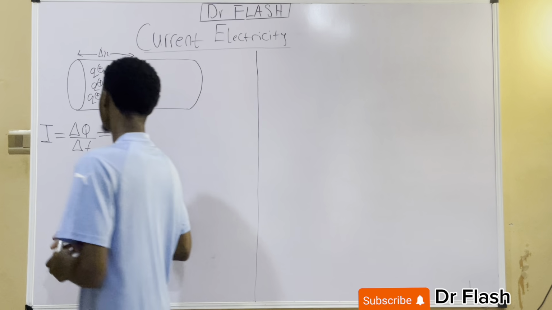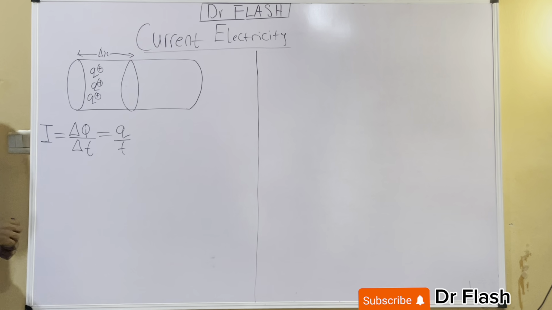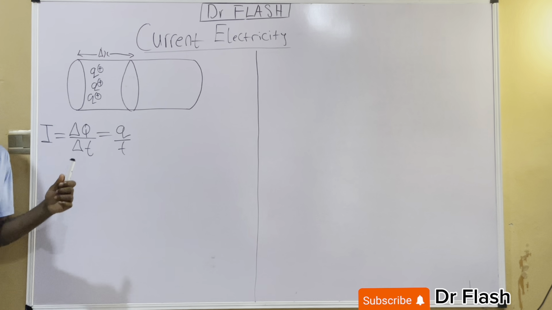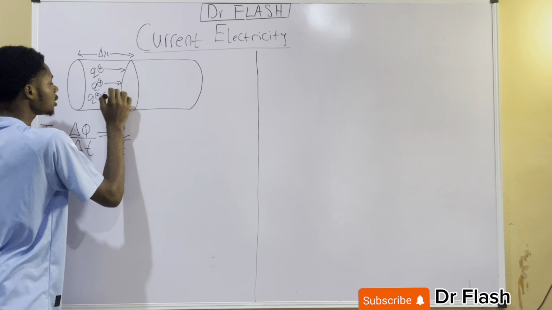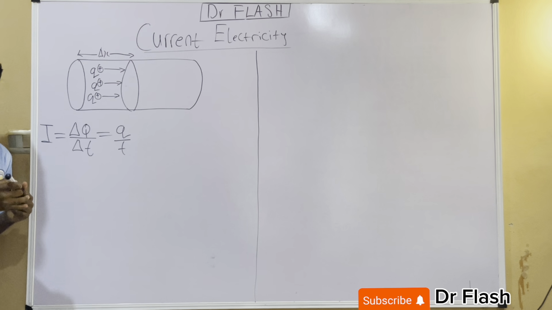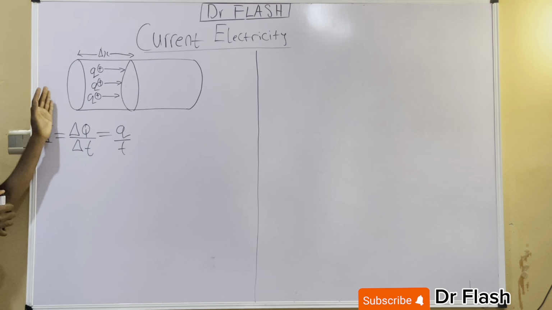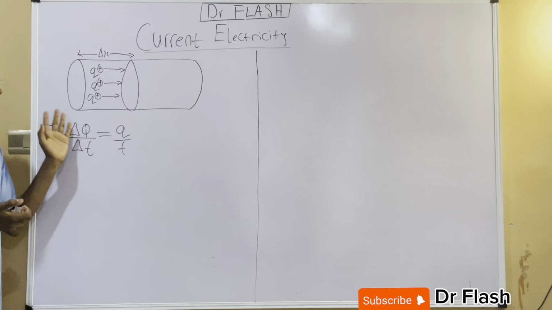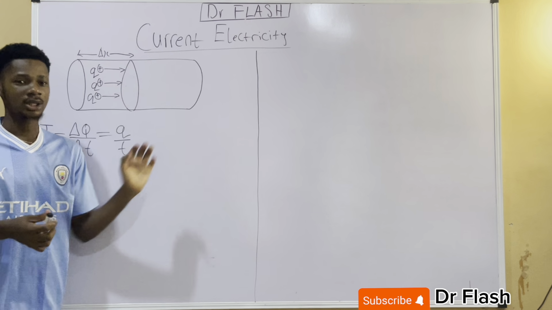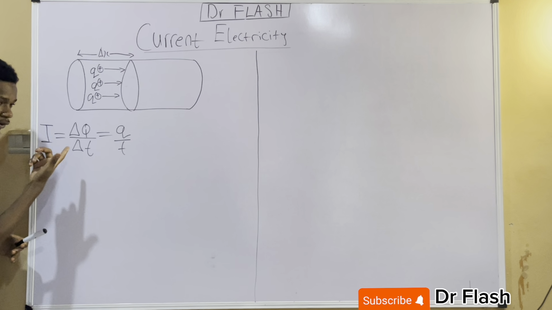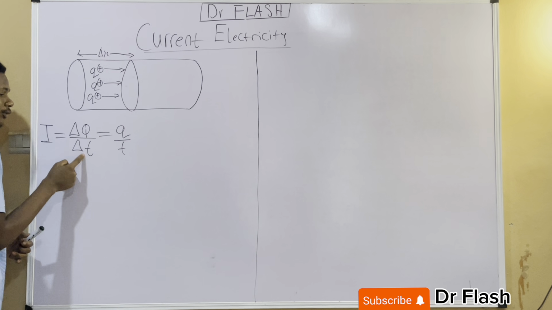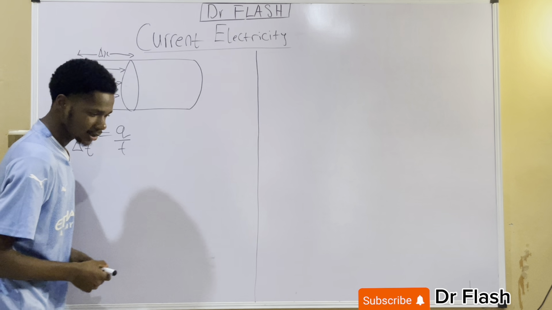We've said that after applying an EMF to this conductor, the charges will be moving in one direction due to the EMF. So if I'm applying the EMF between here and here, this guy starts moving in this direction. Here is the formula for solving for current: current is equal to delta Q over delta T, or Q over T.